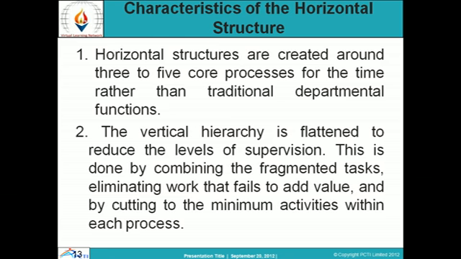processes for the time rather than the traditional department function. The vertical hierarchy is flattened to reduce the level of supervision. This is done by combining the fragmented tasks, eliminating work that fails to add value, and by cutting to the minimum the activities within each process.